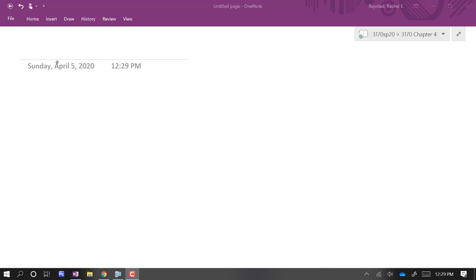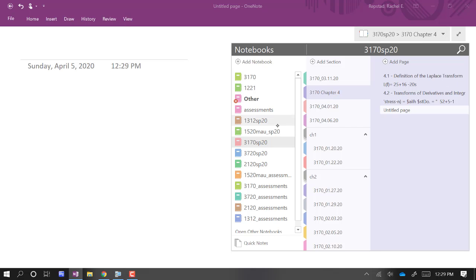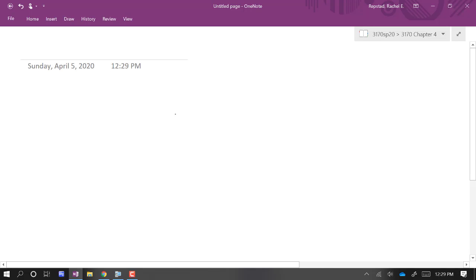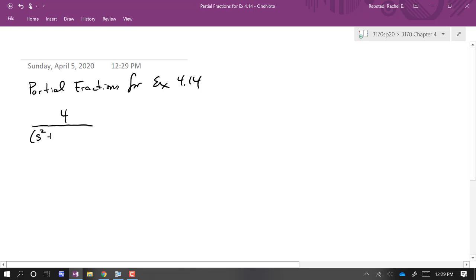All right, now we're going to look at how we find the partial fraction decomposition that we needed in the last example. This is supplementary material. And that would be example 4.14. So the first fraction that we were working with was 4 over s squared plus 1 times s plus 2 times s plus 3.